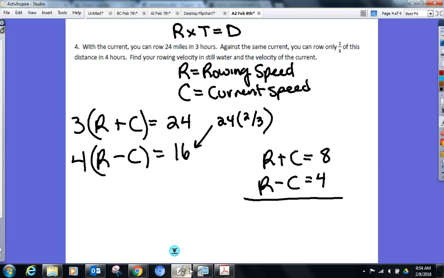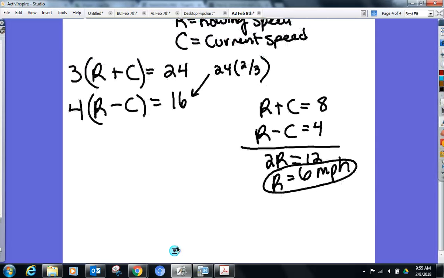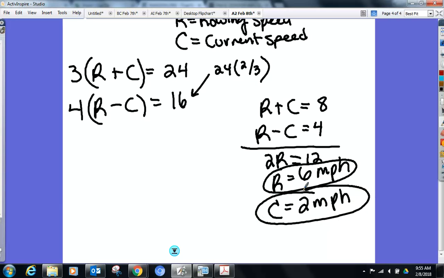Uh, 12. Hi, Shannon. How are you? I'm hanging in there. Thanks for asking. What crosses out here? And what's left with the R's? 2R equals 12. So what's your rowing speed? 6 miles per hour. Yep. Six miles per hour rowing, which would mean what is the current speed? Oh, yes, 2 miles per hour, because it should add up to 8. Yep.